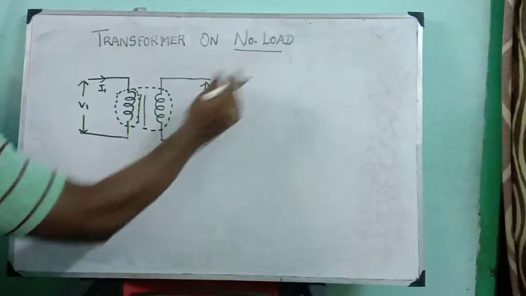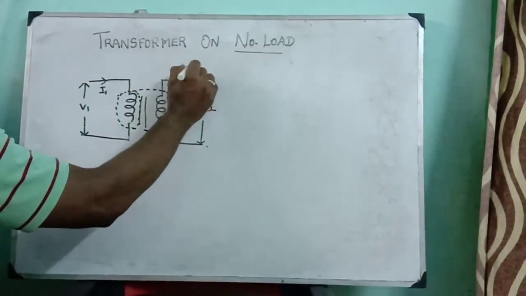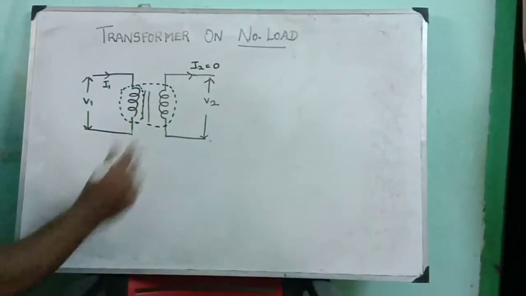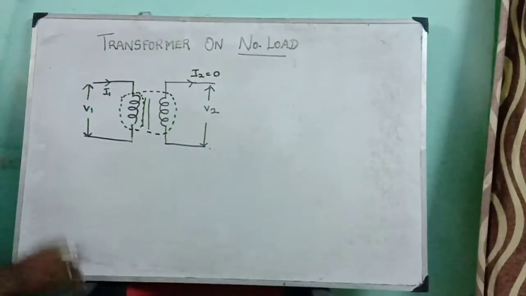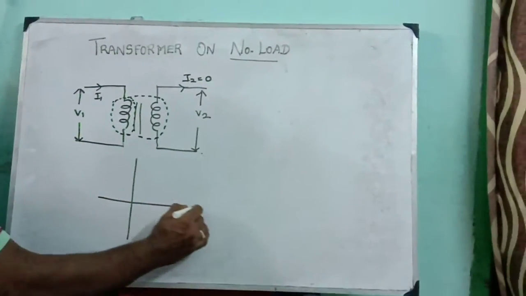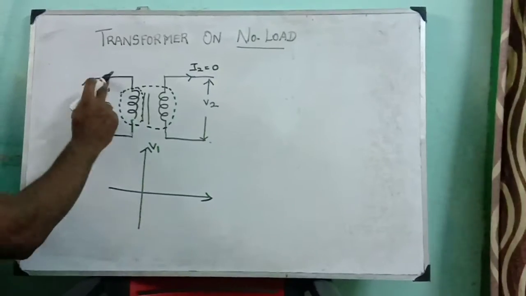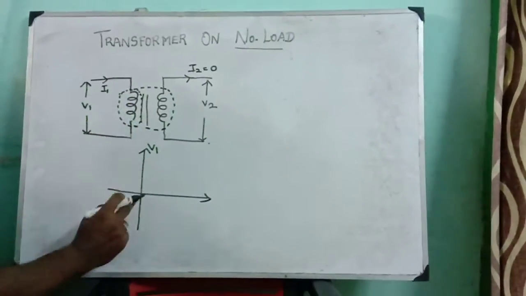Now I am going to explain what will happen to a transformer when there is no load. No load means the secondary is open. Since the secondary is open, the secondary current will not be available, so I can say the secondary current is 0. Now you see, this is a phasor diagram. I am taking the voltage as a reference. So this is V1. V1 is the supply voltage given to the primary winding of the transformer.